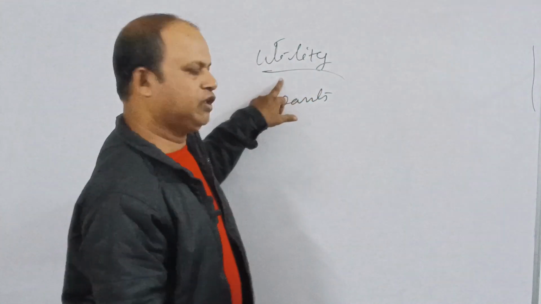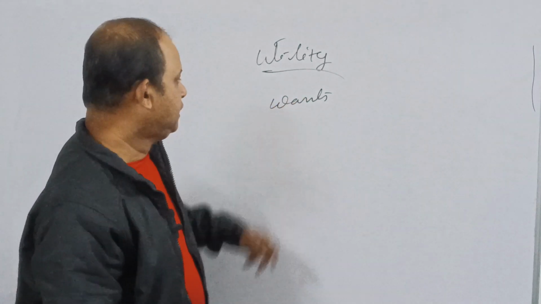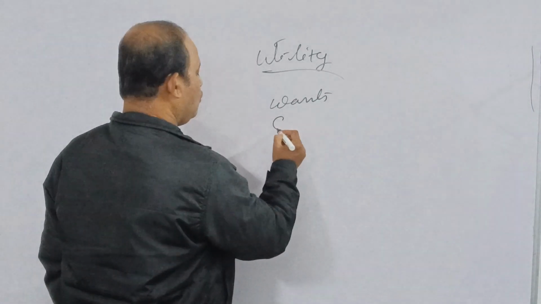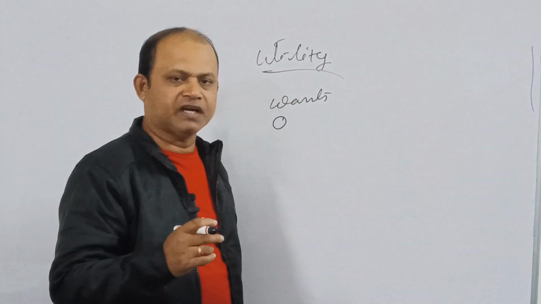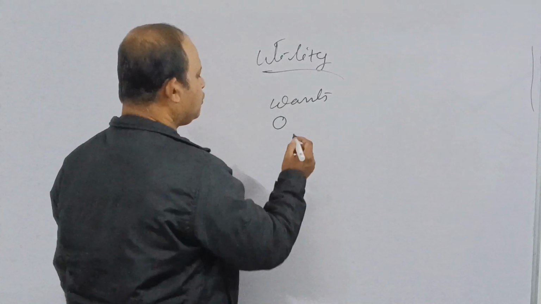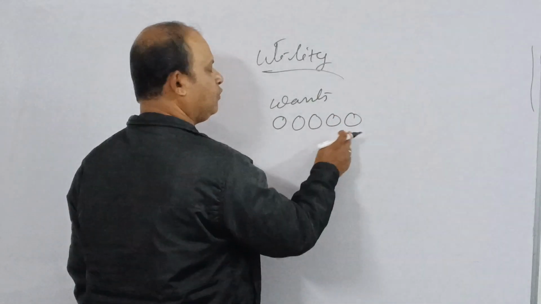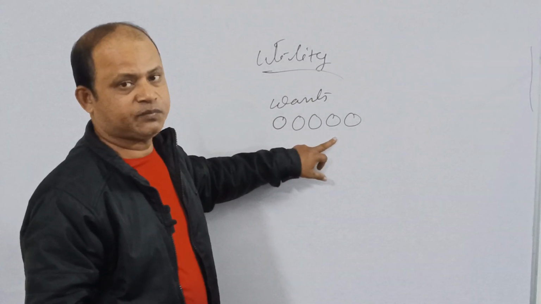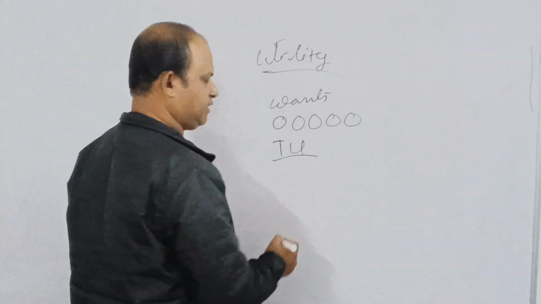What is utility? Utility is the satisfying power of a commodity, as I told. Suppose you want to have one sweet. If you consume it, then you will be satisfied. It means that your utility is to consume a sweet. Suppose you are going to consume 5 sweets: 1, 2, 3, 4, 5. After consuming these 5 sweets, whatever satisfaction you derive will be total utility. That is called TU, total utility.